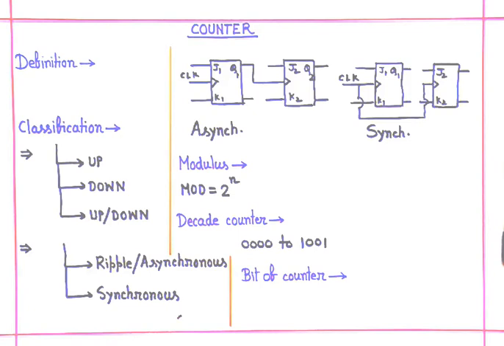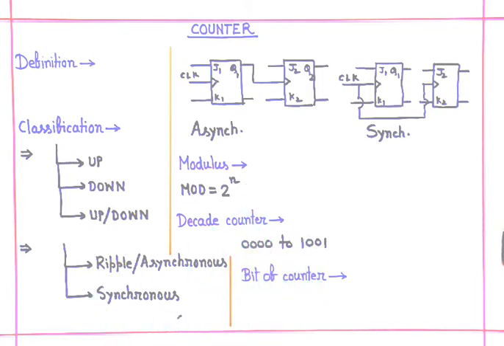Now one important term regarding counter is modulus. What is modulus? Modulus in short form is written MOD. MOD means modulus. So modulus equals 2 to the power n, where n is the number of flip-flop.